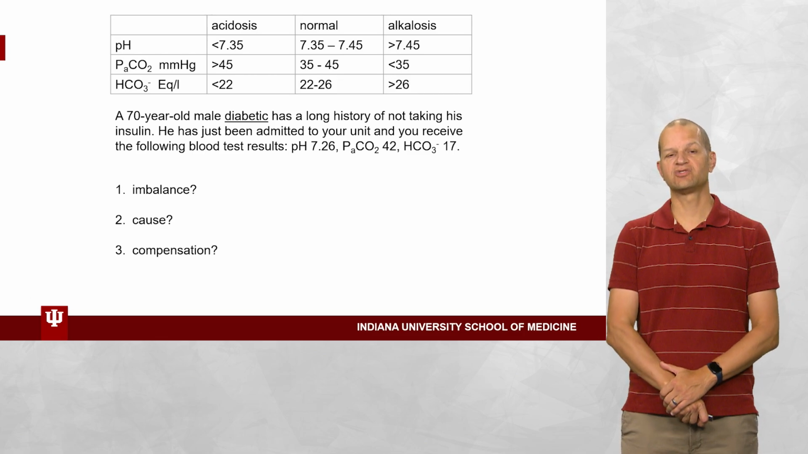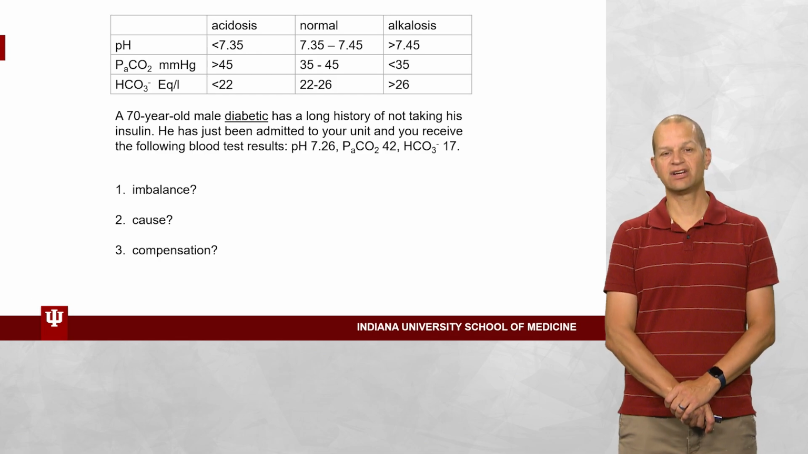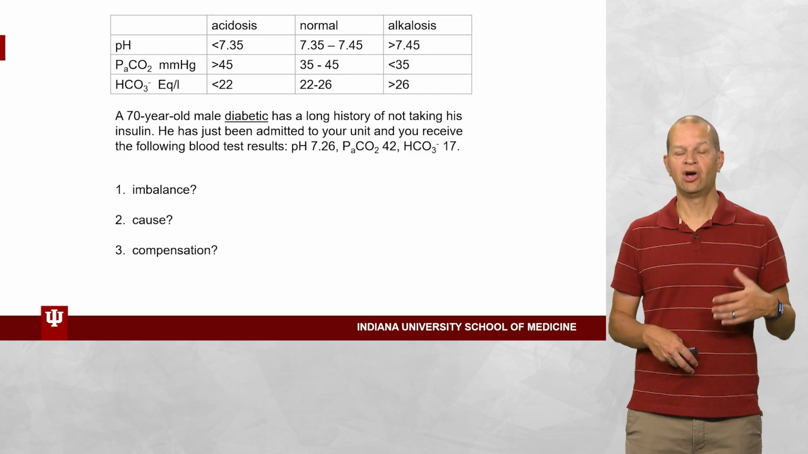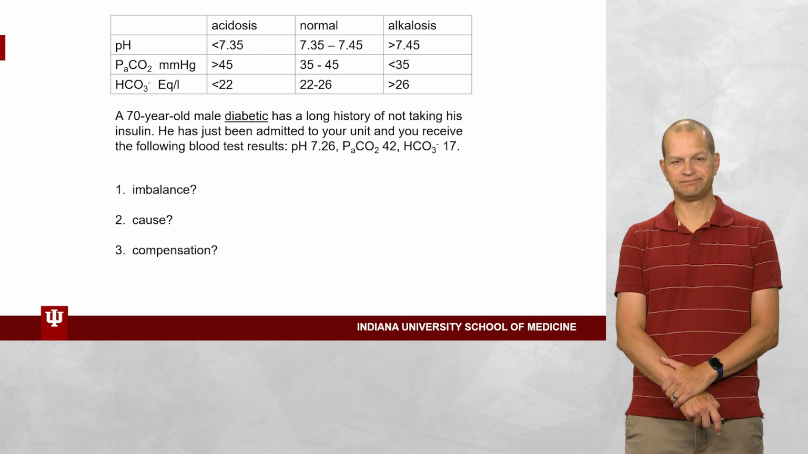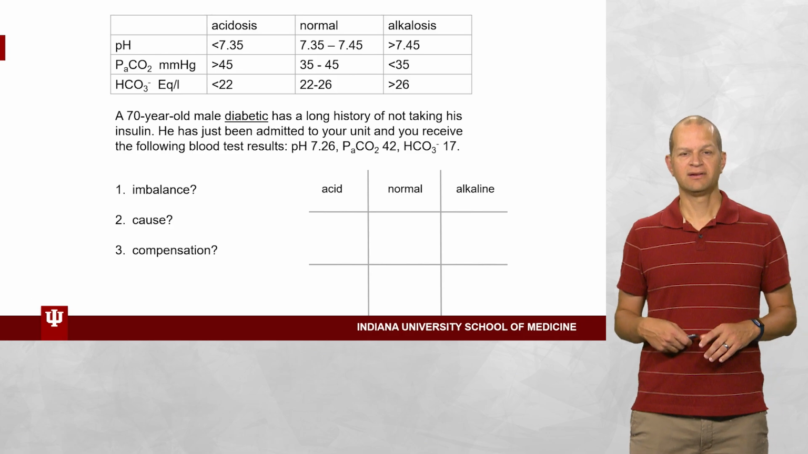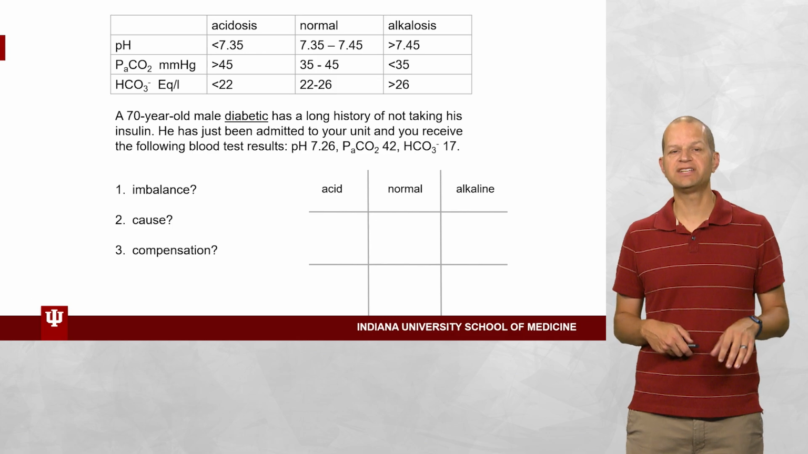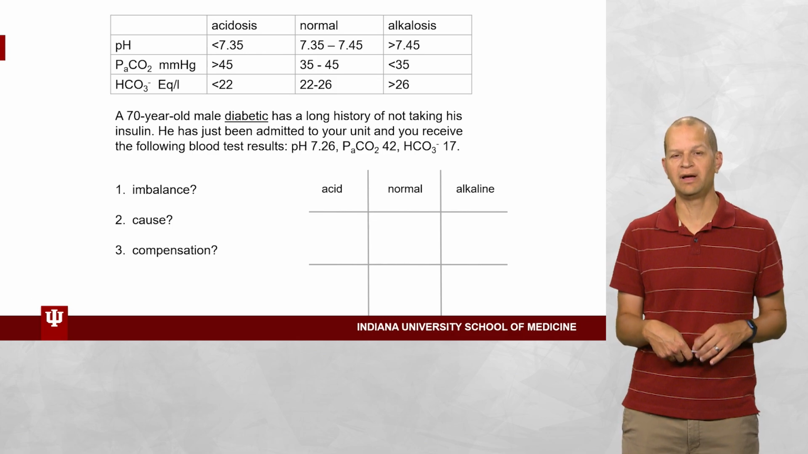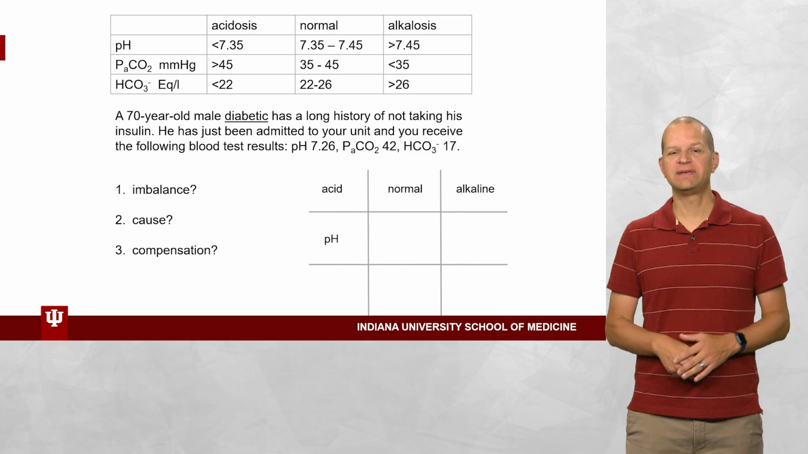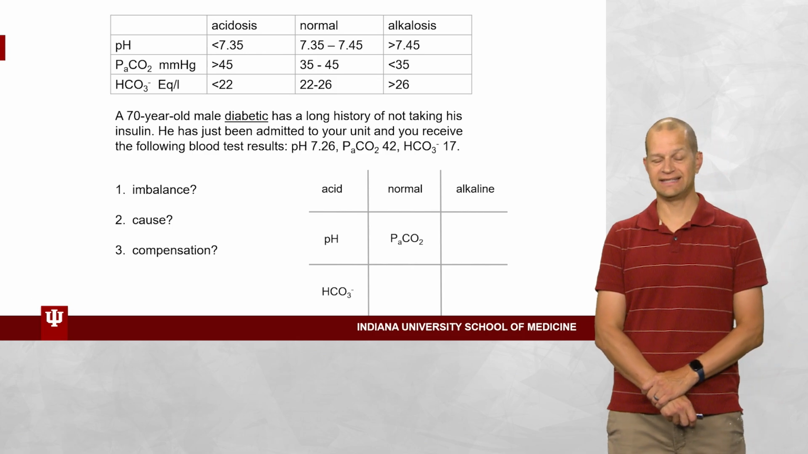And ultimately, with these three values, we're going to answer three questions. What's the imbalance? What's causing the imbalance? And is there compensation? With compensation, basically we're saying if there's an issue with the respiratory system, are the kidneys compensating, or vice versa? Okay, so the easiest way, or at least the way that I was taught to do this, involves a tic-tac-toe chart. In the top row, you just have acid, normal, and alkaline. What you do first is you go through each of the three values that you've been given and you put them in one of the columns, whether it's acid, normal, or alkaline. So in this case, pH is acidic, CO2 is normal, and bicarb is acidic as well.